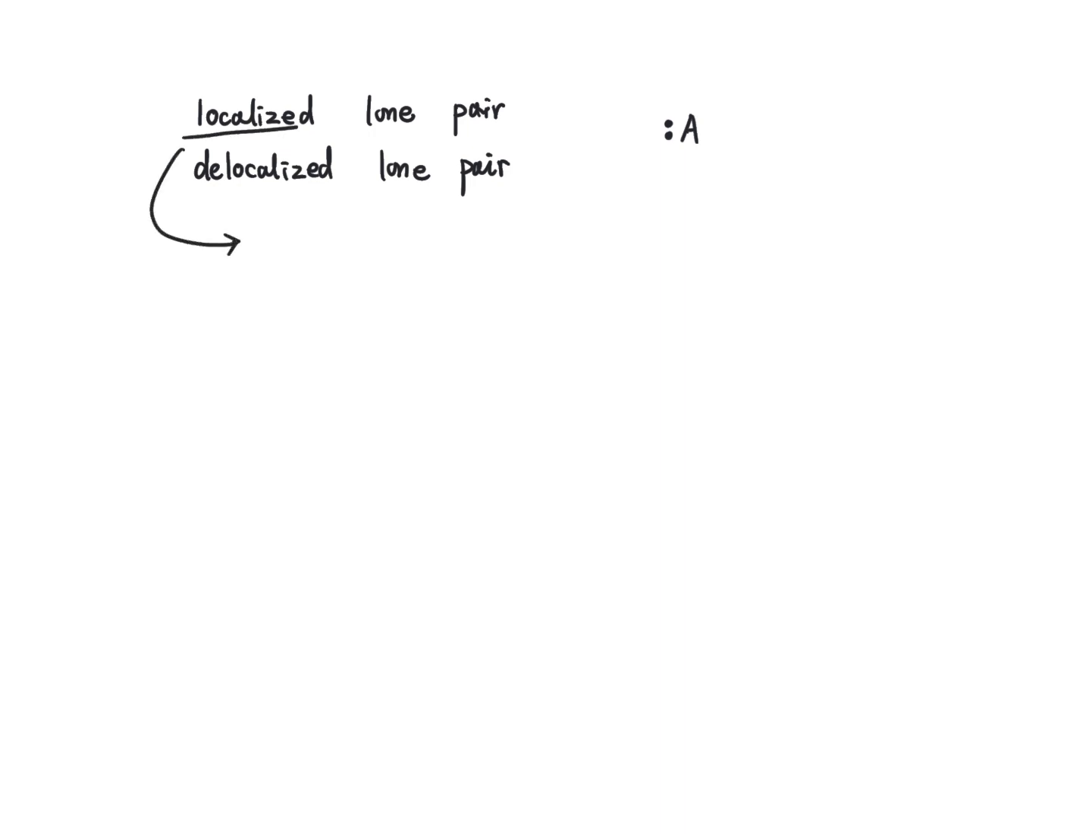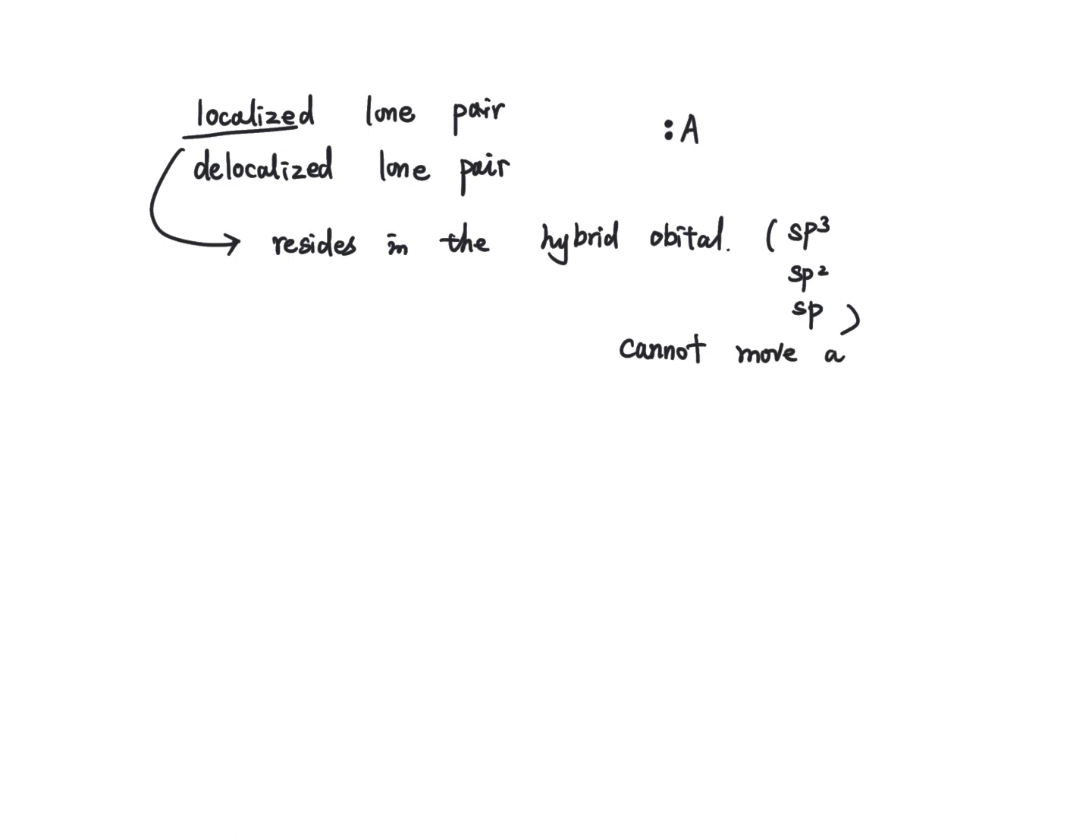So what does that even mean? That means this pair of electrons resides in the hybrid orbital. So it can be sp3, sp2, or even sp. It depends on the hybridization of that atom. And because it is inside the hybrid orbital, it cannot move around. So it will basically be assigned to this atom inside the molecule.